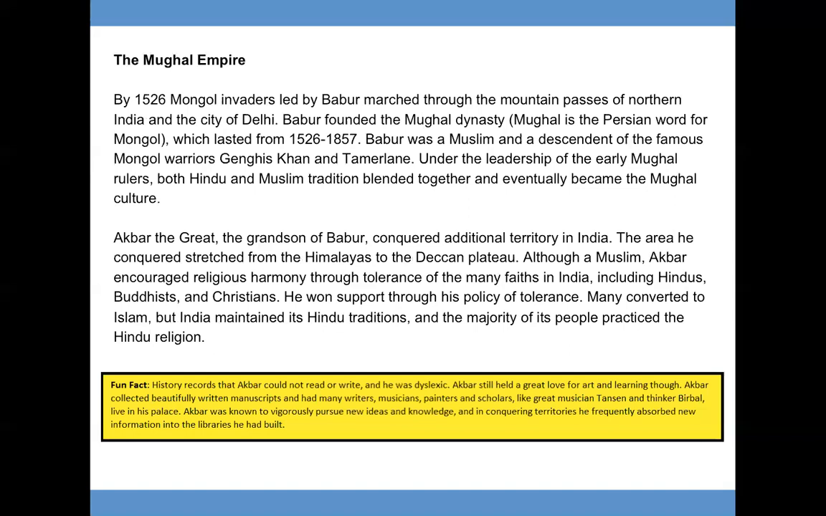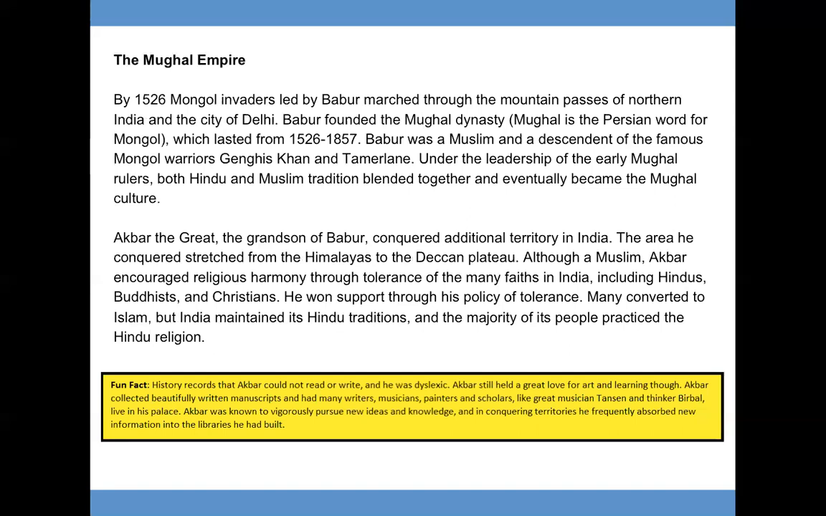Akbar the Great, the grandson of Babur, conquered additional territory in India. The area he conquered stretched from the Himalayas to the Deccan Plateau. Although a Muslim, Akbar encouraged religious harmony through tolerance of the many faiths in India, including Hindus, Buddhists, and Christians. He won support through his policy of tolerance. Many converted to Islam, but India maintained its Hindu traditions, and the majority of its people practiced the Hindu religion.